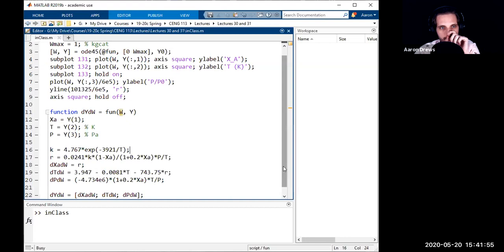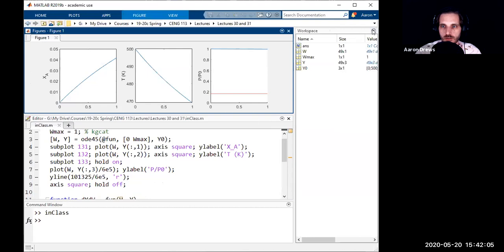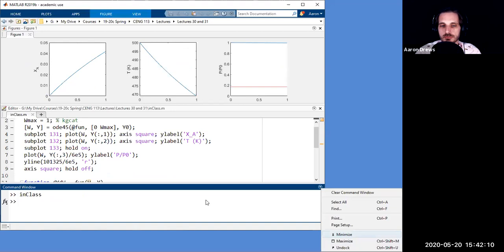Wait for my plot window to show up over here. I'm going to go ahead and dock this. We'll move it over here. Close our workspace so that you can see it. Close our command window. So there we go.